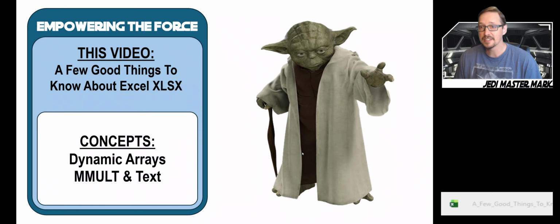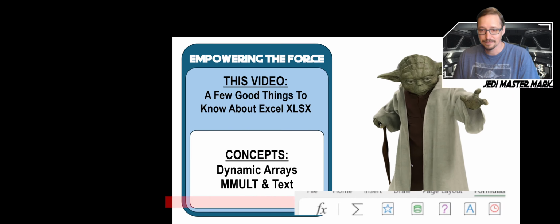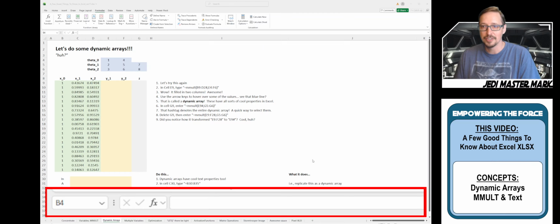So we're going to use this, a few good things to know about the Excel file and the different concepts. Again, we're covering dynamic arrays, but we want two different examples. We're going to use one that uses the matrix multiplication function and another that actually uses it in reference to text. So I'll click over into Excel.